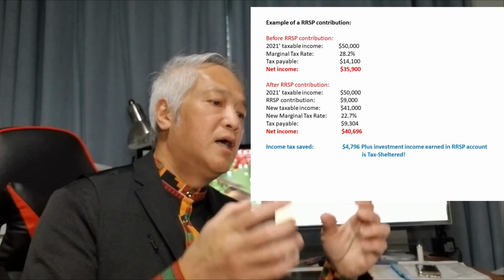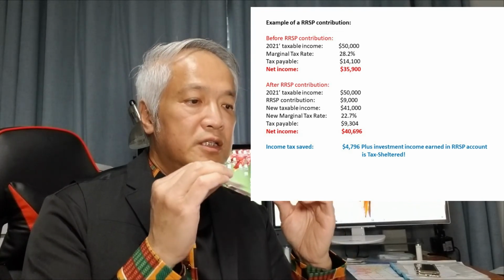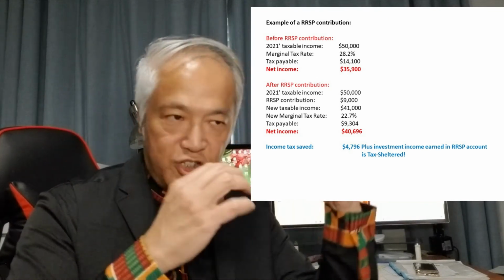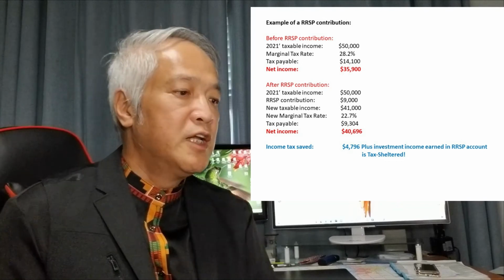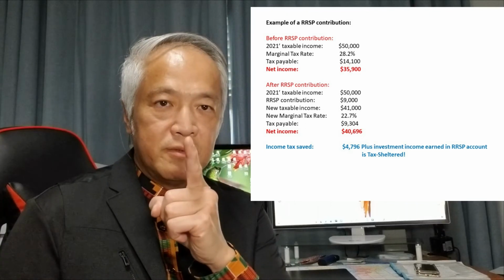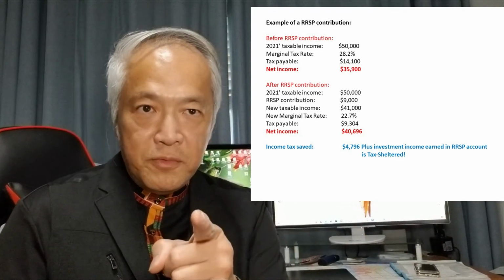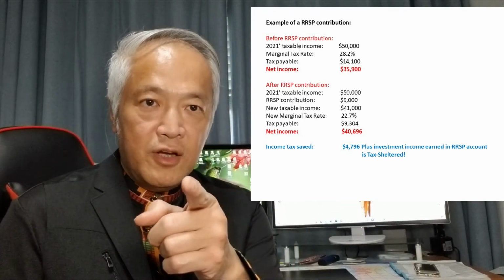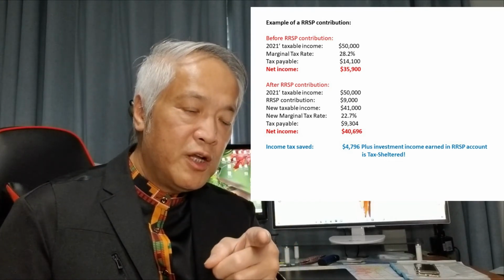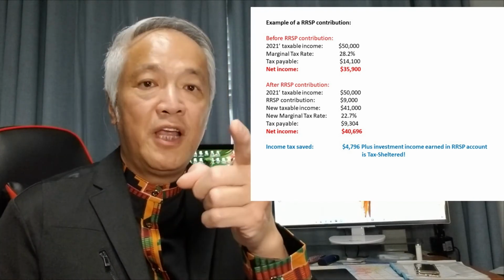Plus, like we mentioned before, the money in the RSP account, the interest earned is totally tax deferred. Tax shelter, or another term is tax deferral. But the problem is, where do you get that $9,000 to contribute to the RSP account? You either have your own savings, or if not, some financial institutions, some banks are willing to lend you money. They call it an RSP loan.